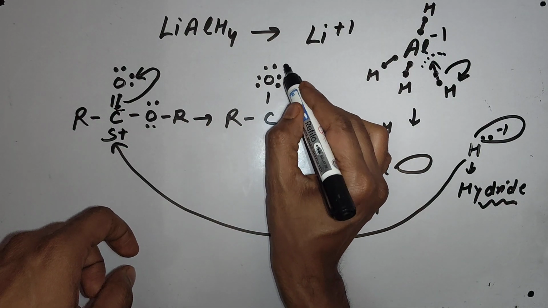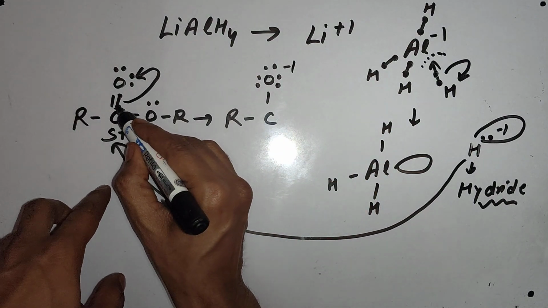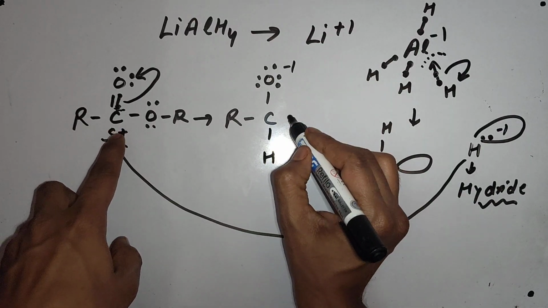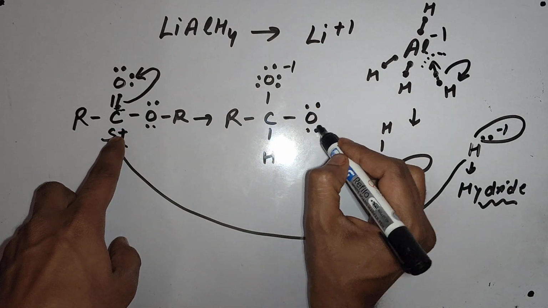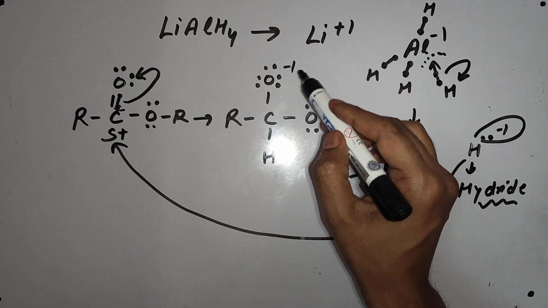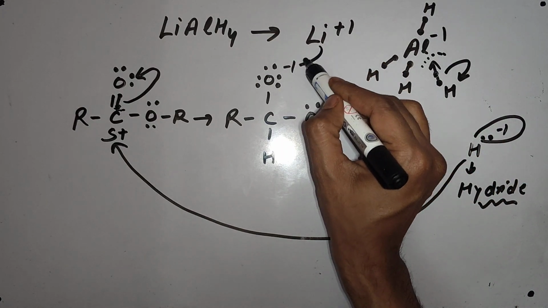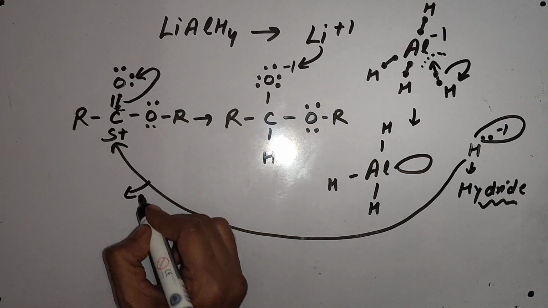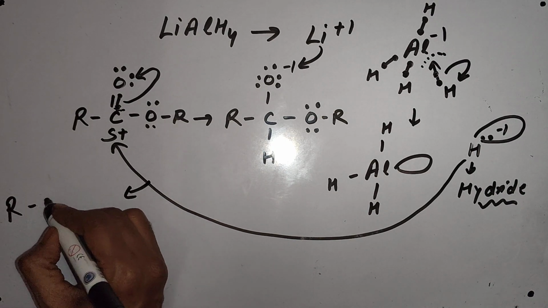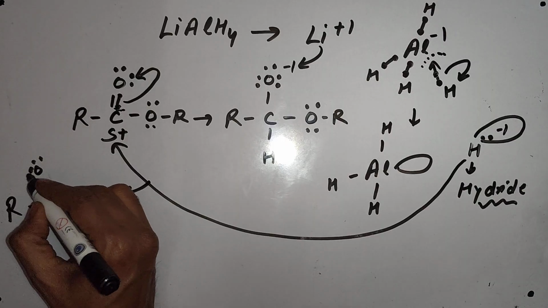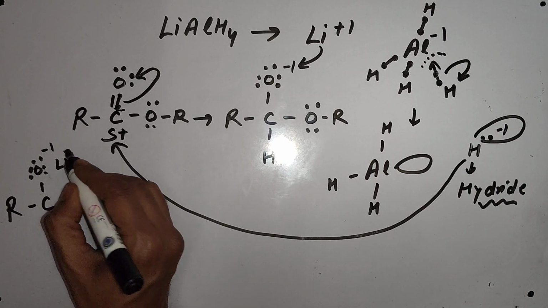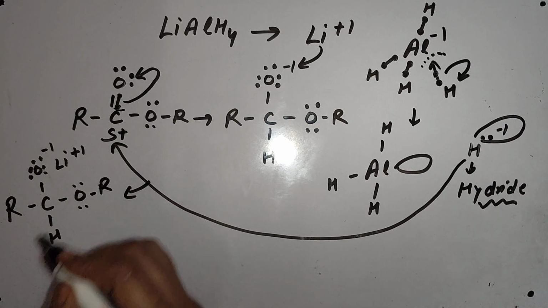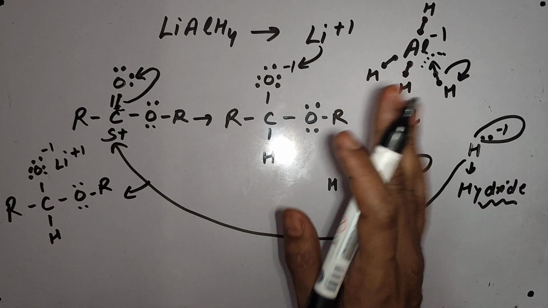This oxygen will now carry 3 lone pairs with a negative charge because it gets 1 electron from carbon. And this carbon will make a bond with hydrogen, this one, and this negative charge will be satisfied by the lithium positive particle. So finally we will get this. Here I am writing RCO negative Li positive HOR. Is this a stable condition?